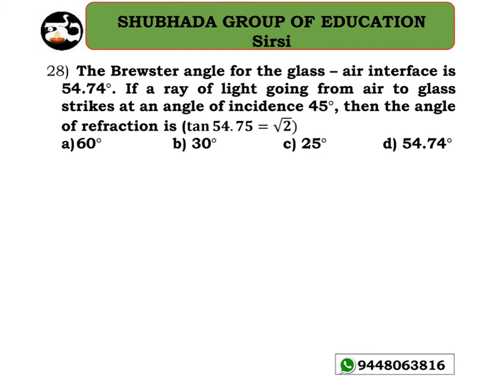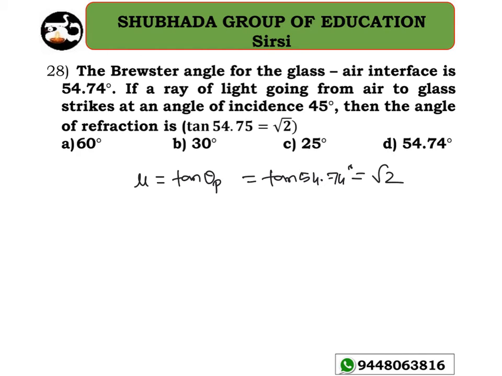Okay, the next problem says that the Brewster angle for the glass air interface is 54.74 degree. If a ray of light going from air to glass strikes at an angle of incidence of 45 degree, then the angle of refraction is clear. So as you know, according to Brewster's law, mu is equal to tan theta p, where theta p is the Brewster's angle. It is tan of 54.74 degree, which is going to be root 2. So mu equal to root 2, I can take now.